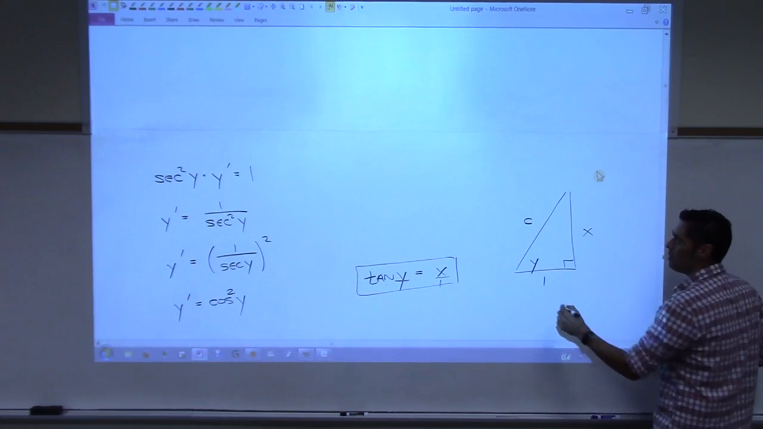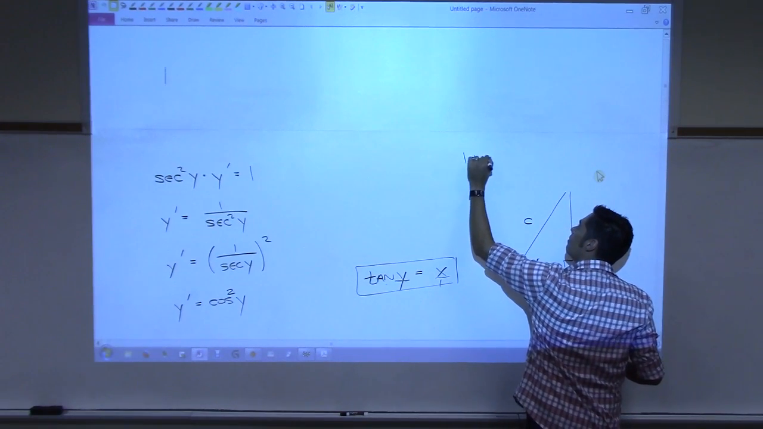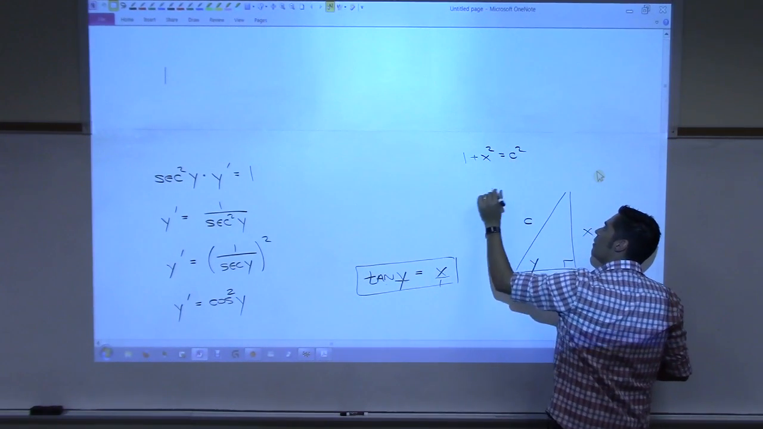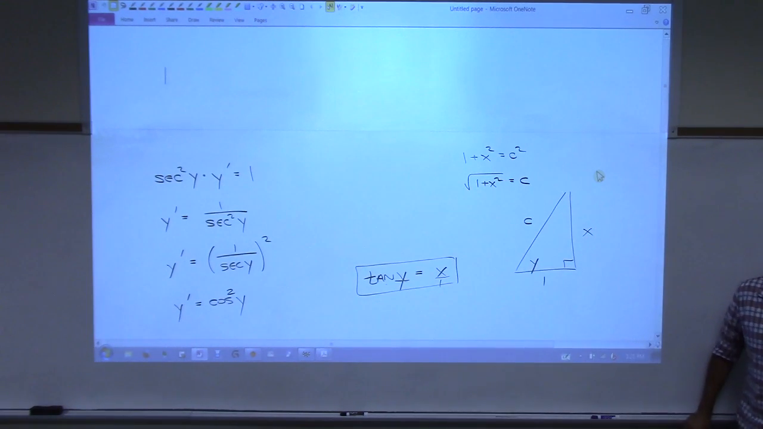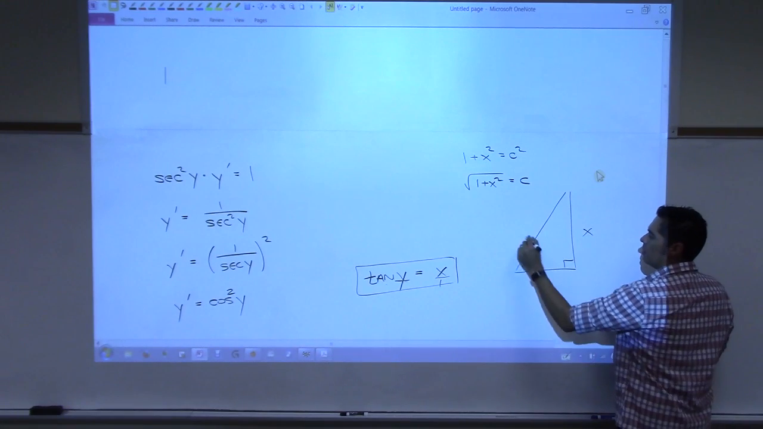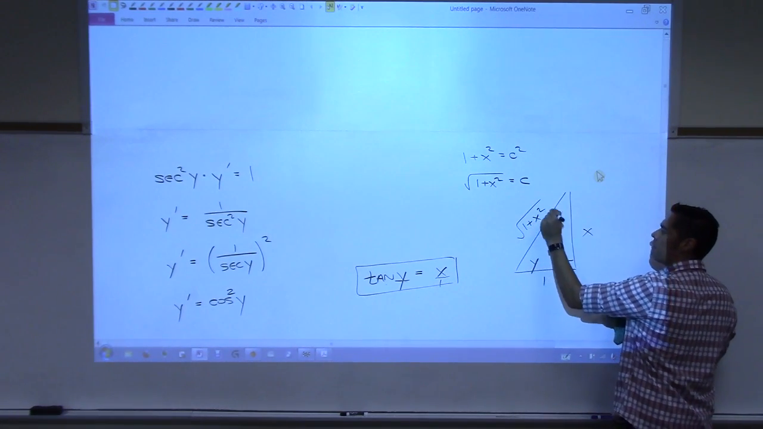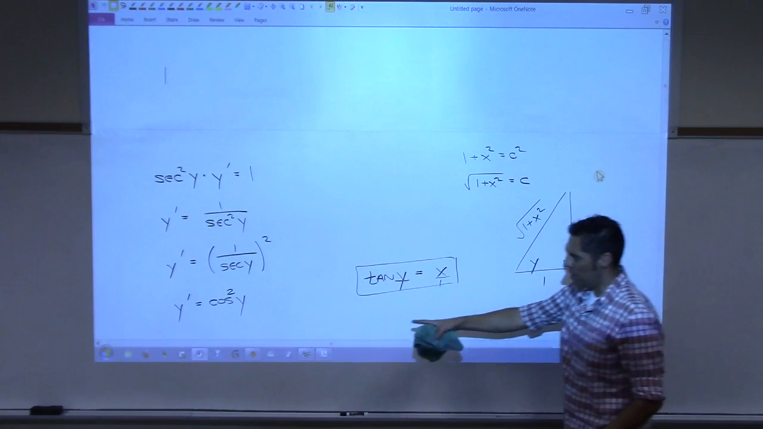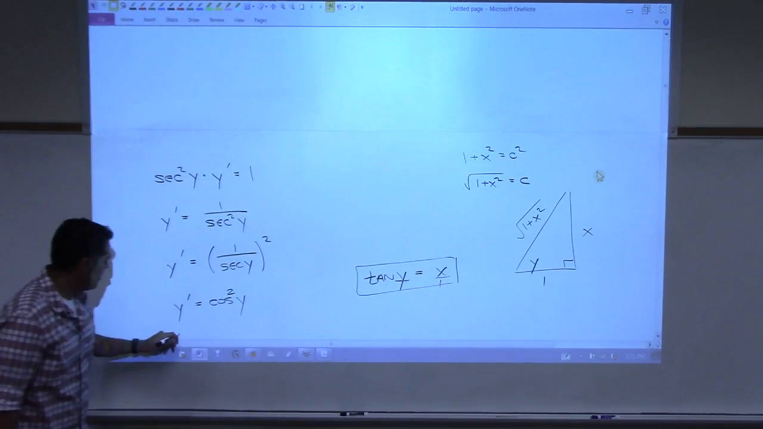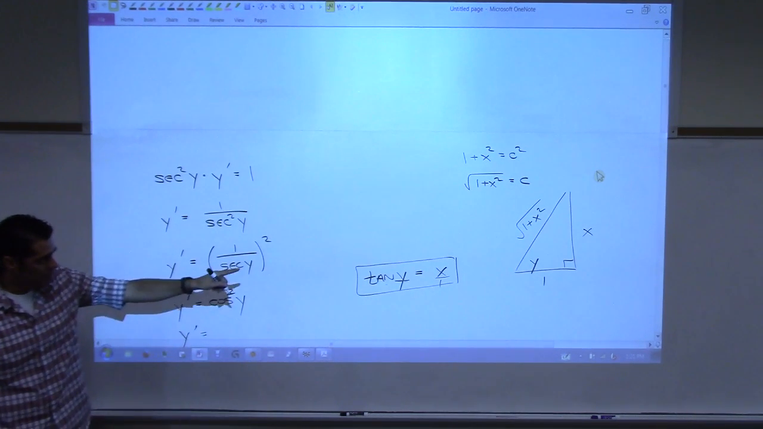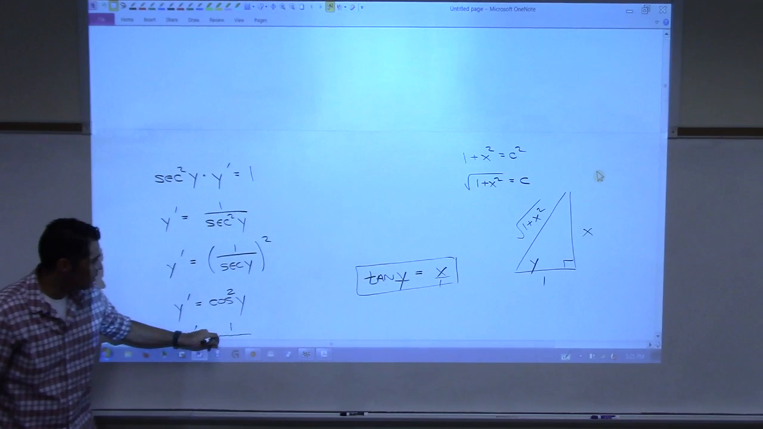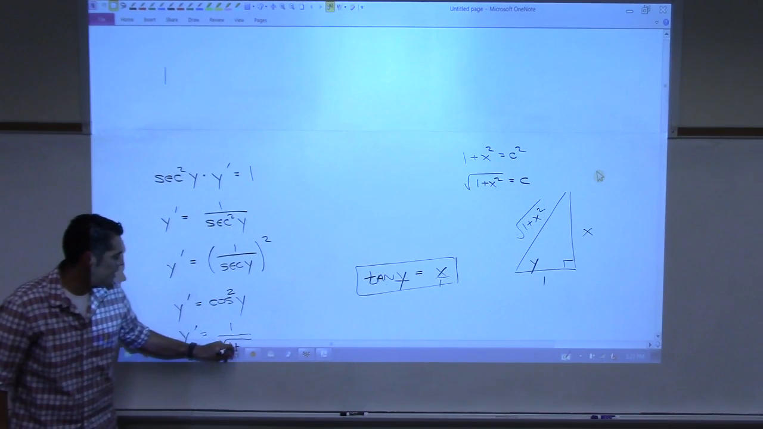So let me go ahead and use my Pythagorean identity here. I know 1 squared plus x squared must equal c squared. Root both sides. So c is the root of 1 plus x squared. So this side is root 1 plus x squared. And now I'm ready to put this together. Y prime will be cosine of that triangle. So 1 over square root of 1 plus x squared.